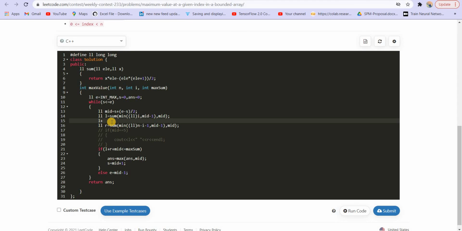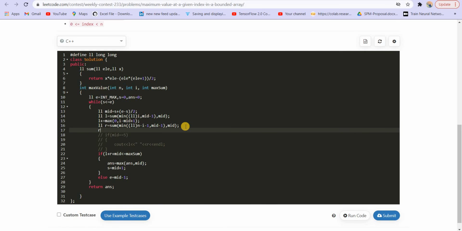So this L left plus is equal to maximum of 0 comma I minus mid minus 1. That is I minus mid plus 1. And similarly handling it for the right hand side. So for the right hand side it will be L plus is equal to maximum of 0 comma, now instead of I I will be using n minus I minus 1 minus mid plus 1.